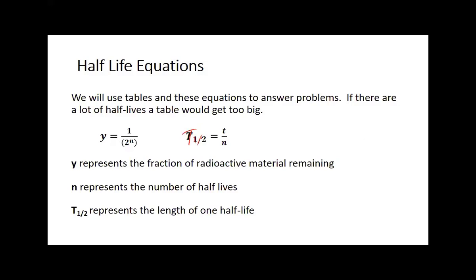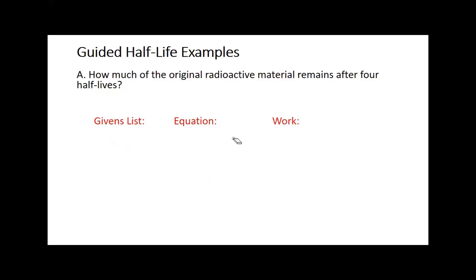If you see this t over 1/2, that is going to be the time of one half-life. And all you'd have to do is take the total time and divide it by the number of half-lives that occurred. And so here's our first equation, first problem.